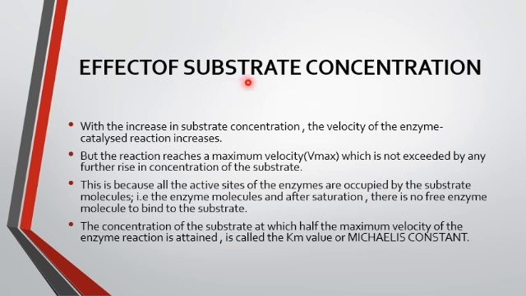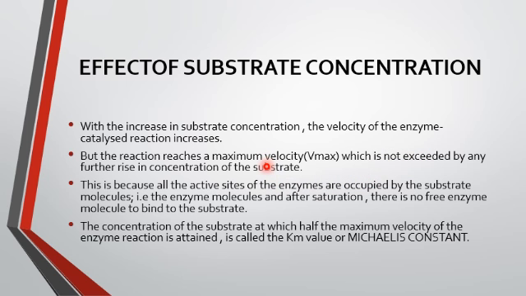Next is the effect of substrate concentration. Substrates are the reactants which will attach with the enzyme, and as we have already discussed, the enzymes have some specific sites known as the active sites. With increase in the substrate concentration, the velocity of the enzyme catalyzed reaction is going to increase, but the reaction reaches the maximum velocity, that is V maximum, which is not exceeded by any further rise in concentration of substrate.